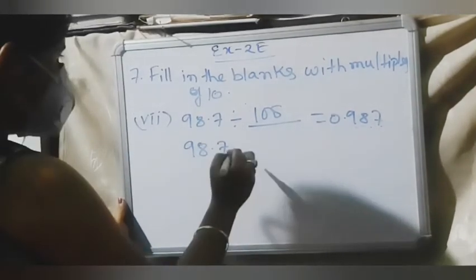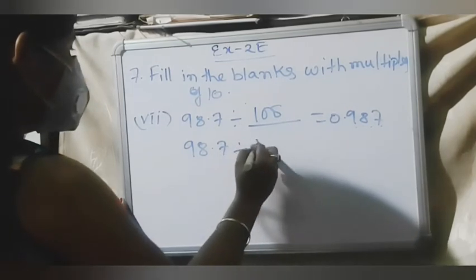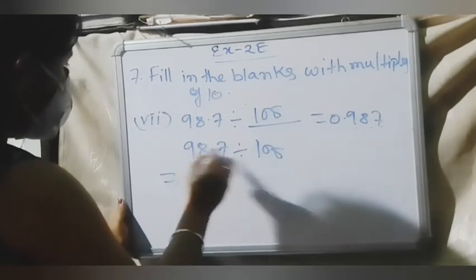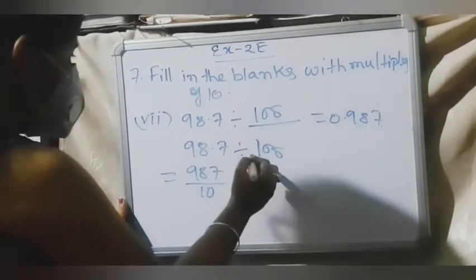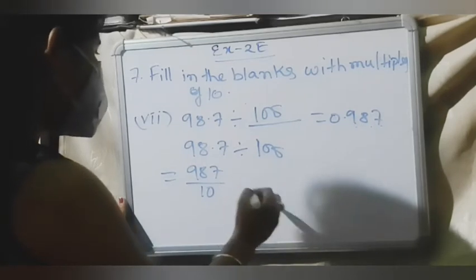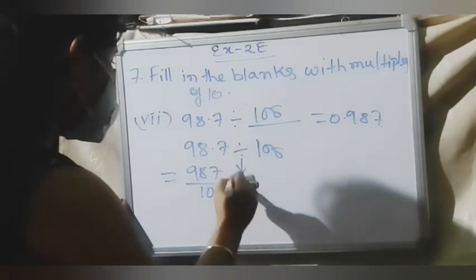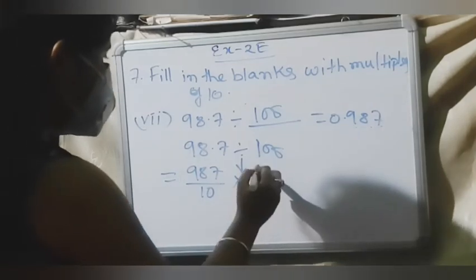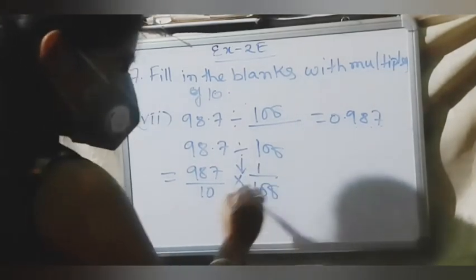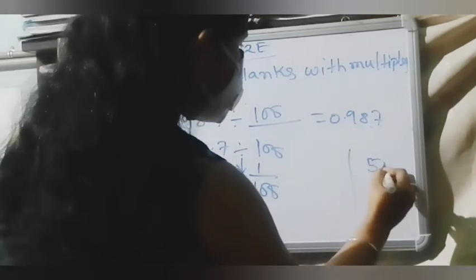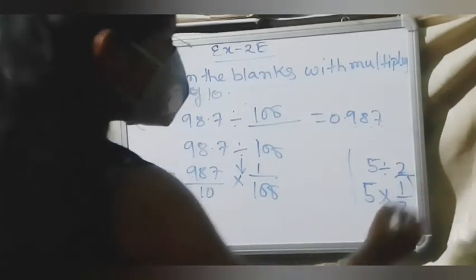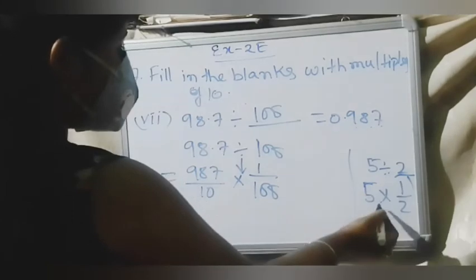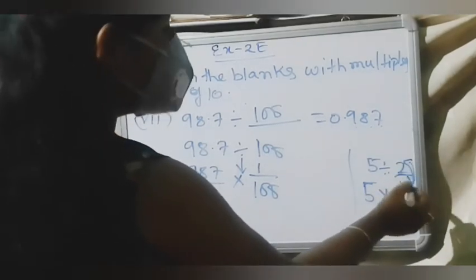And for those students who are confused, I am explaining for them again. 98.7 you can write like this. Divide by 100 you can write like this. Now 98.7, you remove the decimal point, it will be 987 by 10. Now this division, if you are converting the division sign into multiplication, here you can write 1 by 100. If 5 divided by 2, that time I could write 5 into 1 by 2. If nothing is there, 1 is there. When you convert the division sign into multiplication, 1 will go up, 2 will come down.